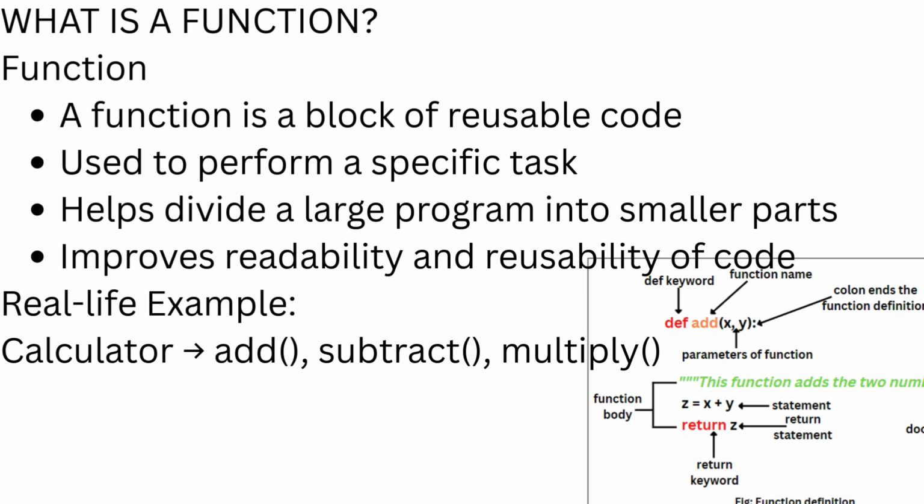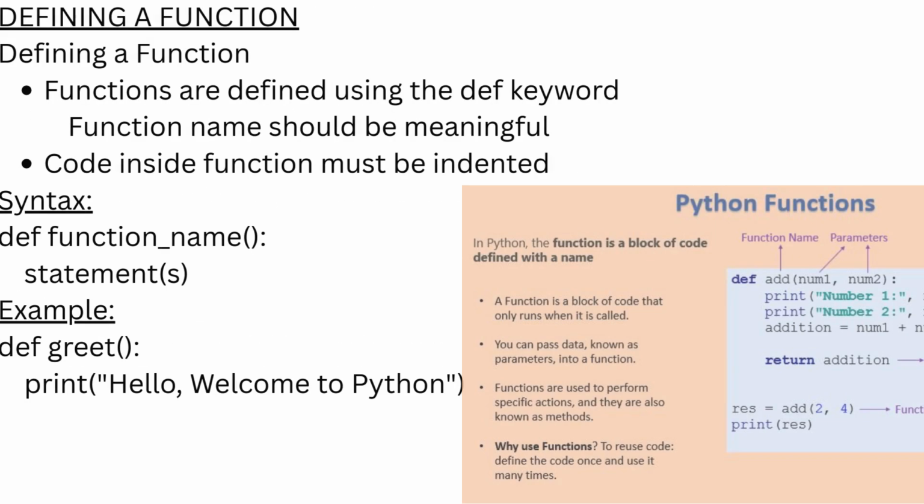For example, just like a calculator has separate buttons for addition and subtraction, a program can have separate functions for different tasks. In Python, a function is defined using the keyword def. After the def keyword, we write the function name followed by parentheses and a colon. The code written inside the function must be indented, which tells Python that this code belongs to the function.